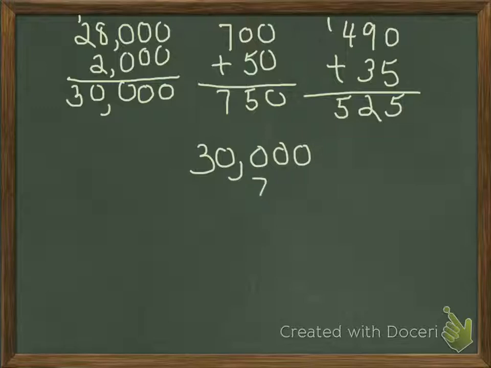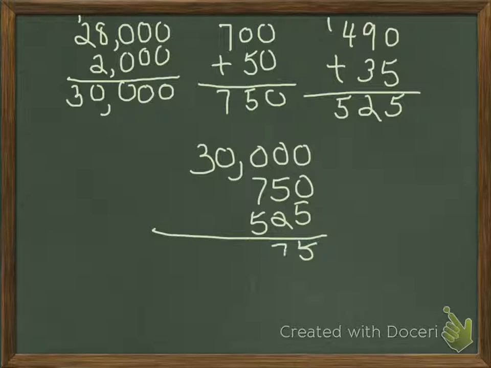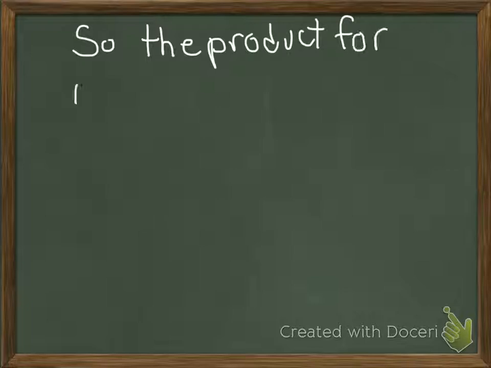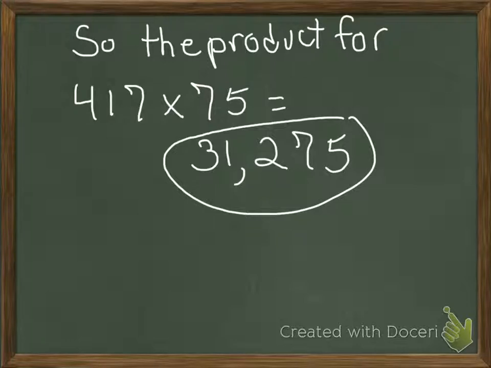Then we add 30,000, 750, and 525. So the product for this is 31,275. 417 times 75 equals 31,275. Wow, that's a pretty big number.